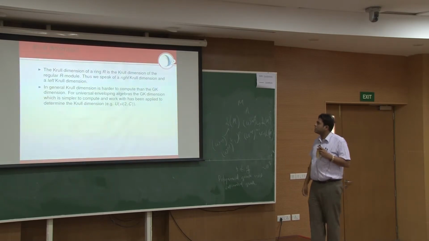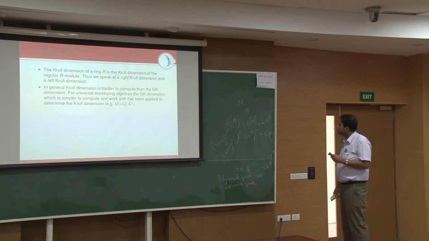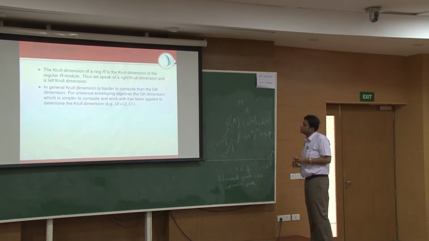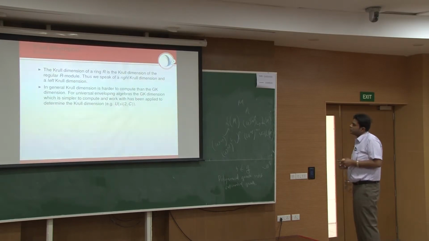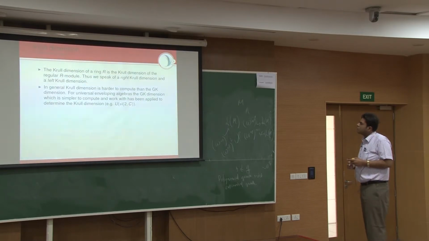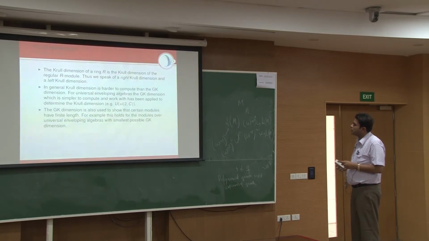And in general, a module may not have a Krull dimension. If you want to compute the Krull dimension of a ring, we simply consider the ring as a module over itself, and then we can talk about its Krull dimension. But in general, this dimension is difficult to compute for rings, and one of the applications of GK dimension is to calculate this dimension.